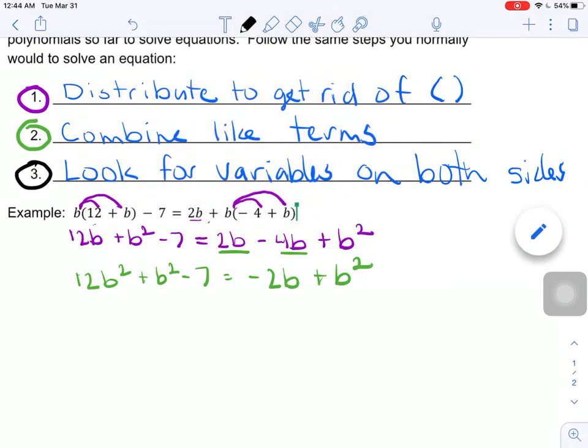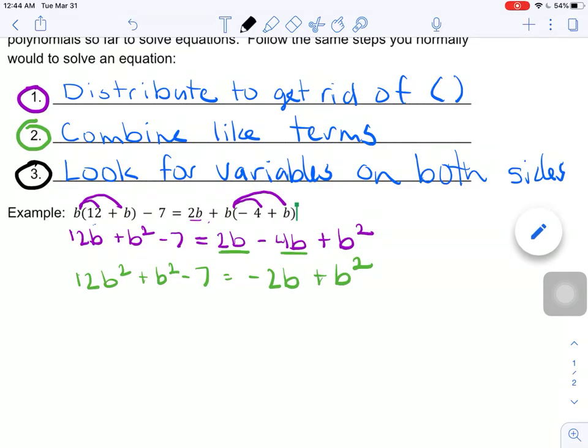So now we're going to come through and we're going to look for variables on both sides. So we want to look and see if we have things that are on the same side of the equation, and if we have the same type of variable, so like terms basically, but on opposite sides of the equation, then we want to try and cancel some things out so that we don't have it sitting in both places.